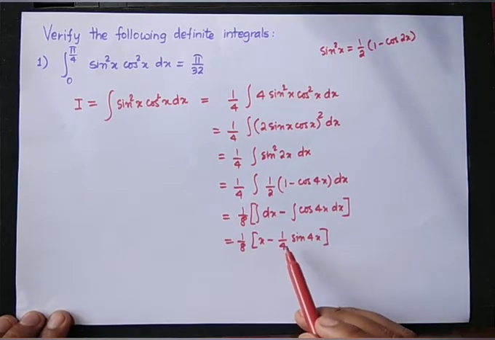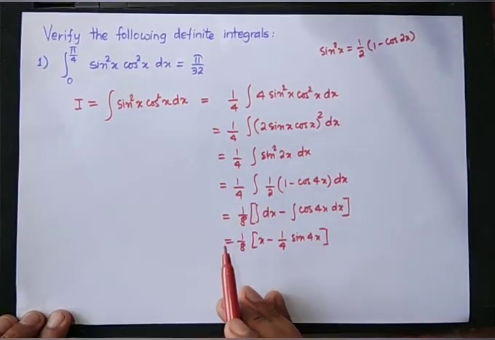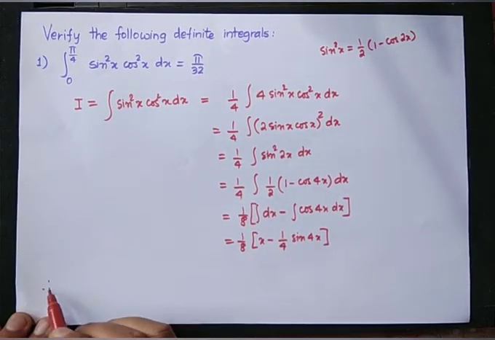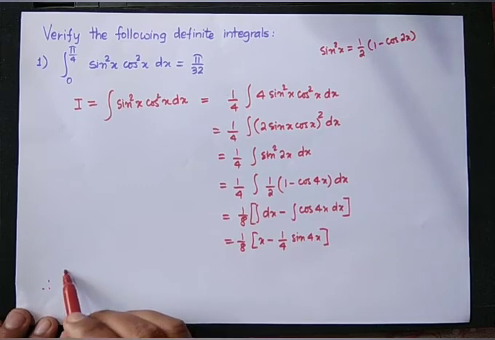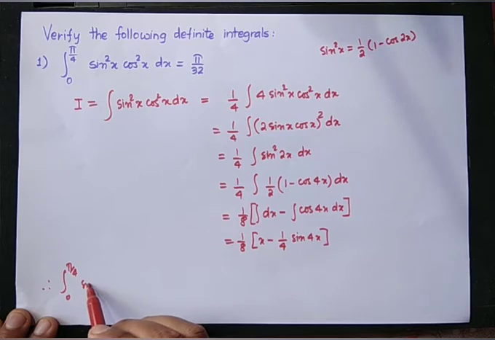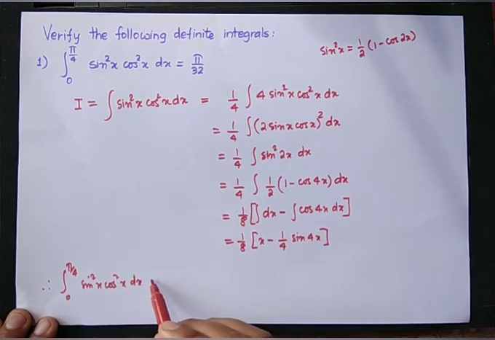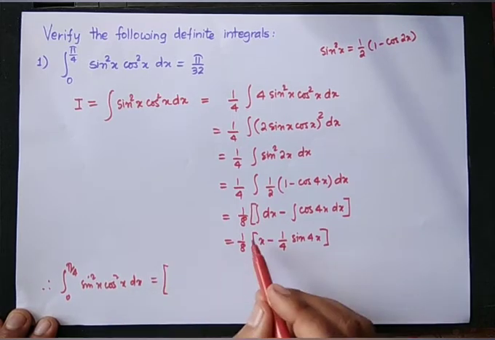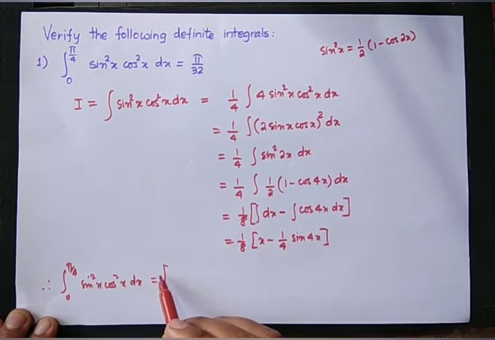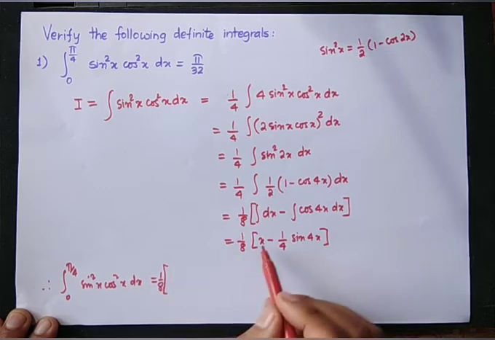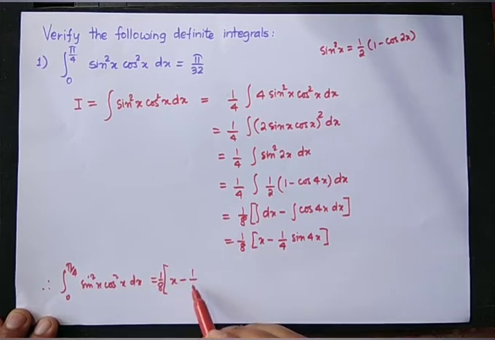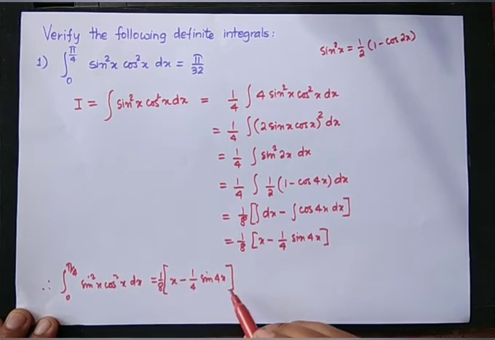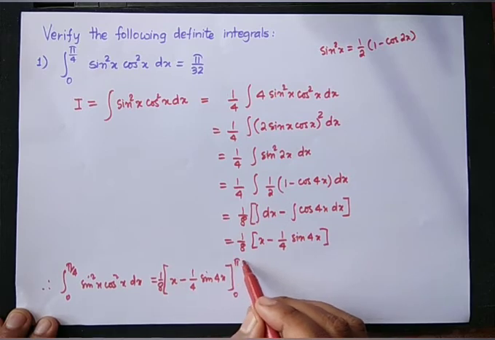Fine. So this is the evaluation of integrals without limit. Therefore, my integral from 0 to pi by 4 of sine squared x cos squared x dx can be written as, okay, the integral value is this much, so this 1 by 8 in fact can be written outside. So we have x minus 1 by 4 sine 4x, lower limit is 0, upper limit is pi by 4.